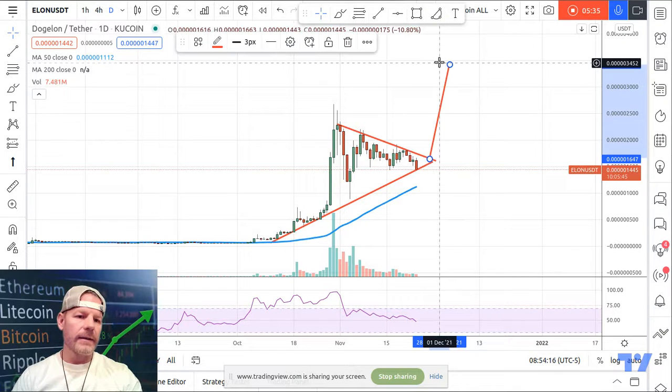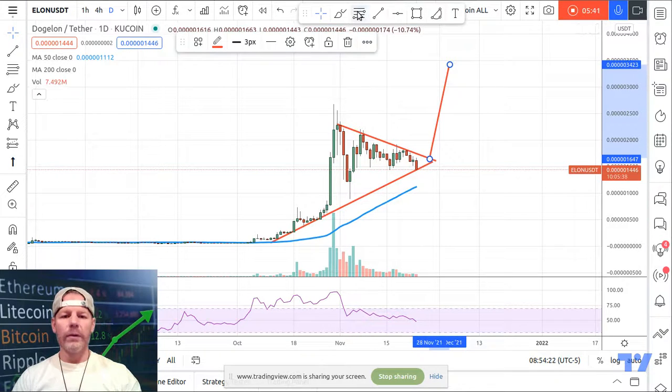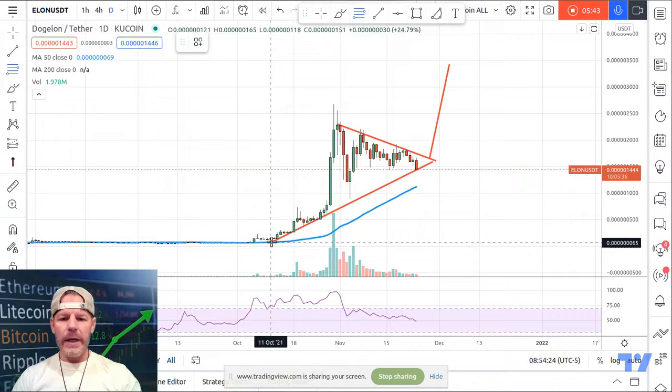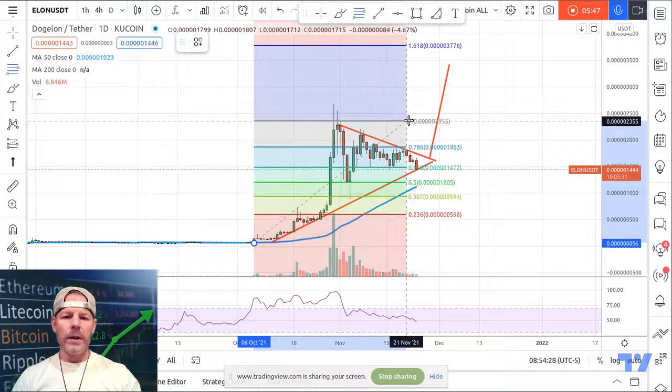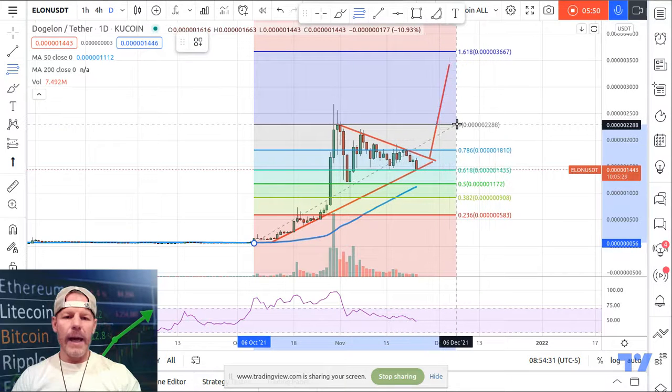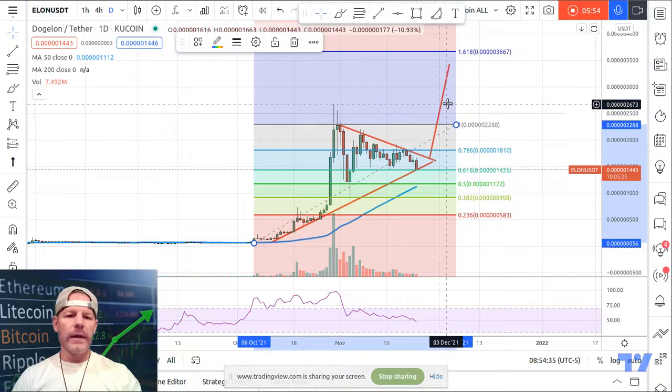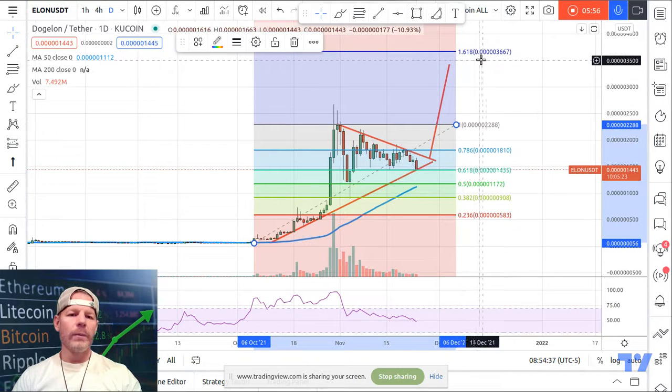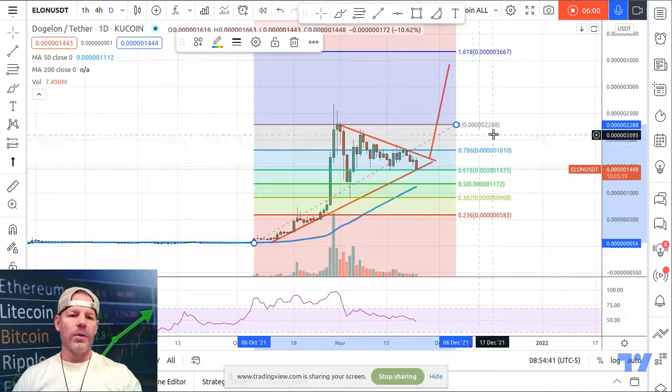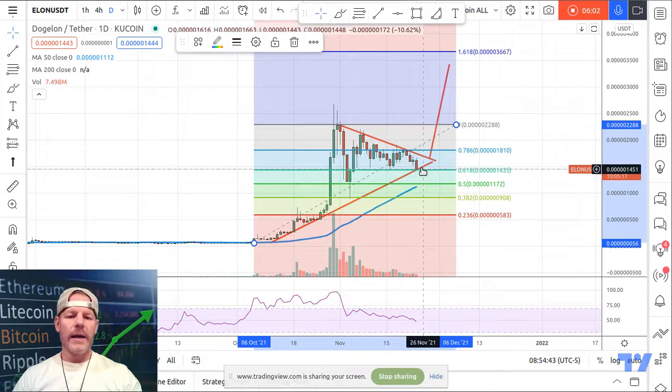In fact, yes, it is almost double. All right, another thing we can do to help project where the price will move to is draw a Fibonacci from our low to our body high, which happens to be the top of that triangle. You can see the target here is almost reaching that 1.68. That, in fact, is double our current price.